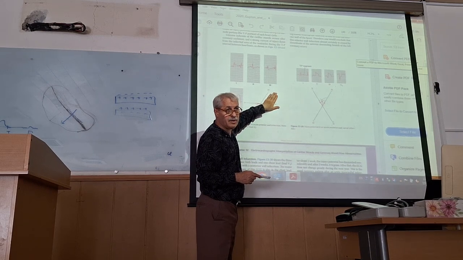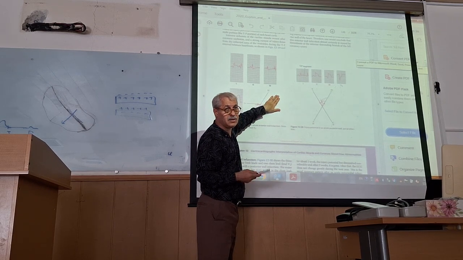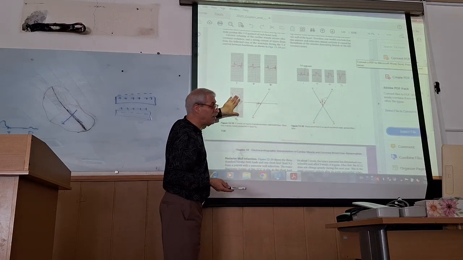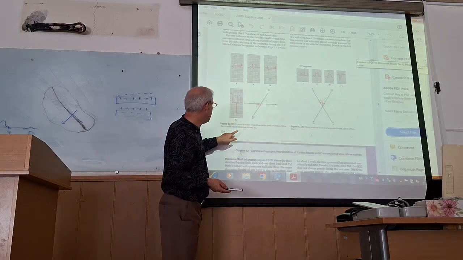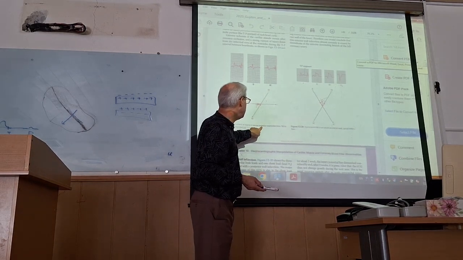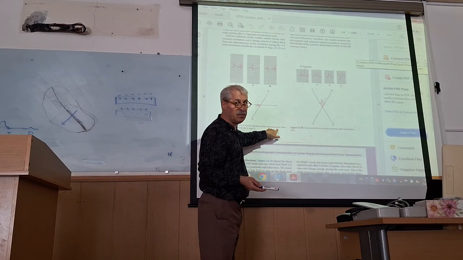Which part of the left ventricle is here? Anterior. See? This is an anterior trace for V2. Take a look. Current of injury in acute anterior wall infarction.